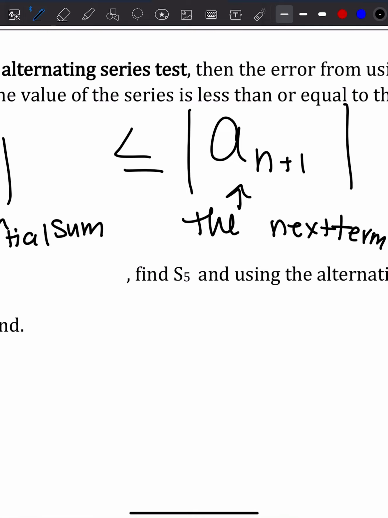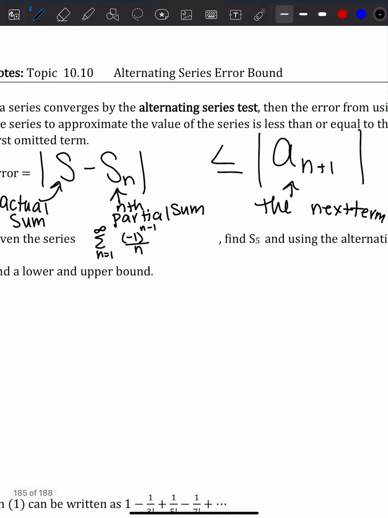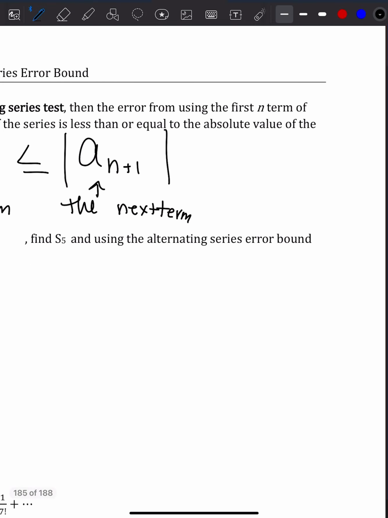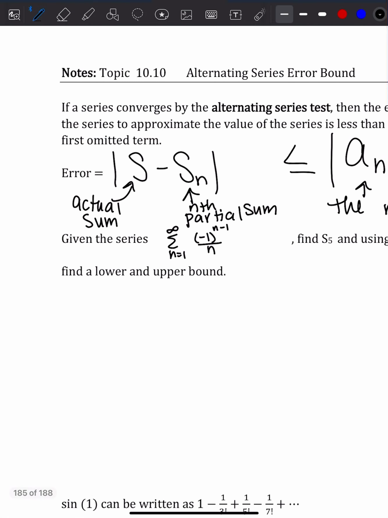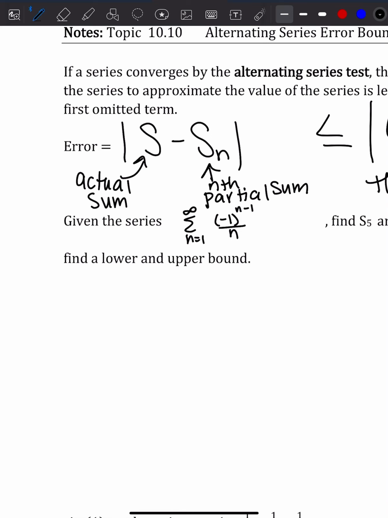So given the series, the summation from n equals 1 to infinity of -1 to the n minus 1 divided by n, find S sub 5 using the alternating series error bound, find the lower and upper bound. So what we're going to do first is find S sub 5.